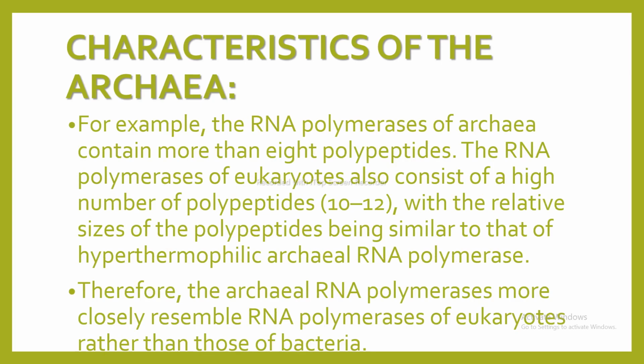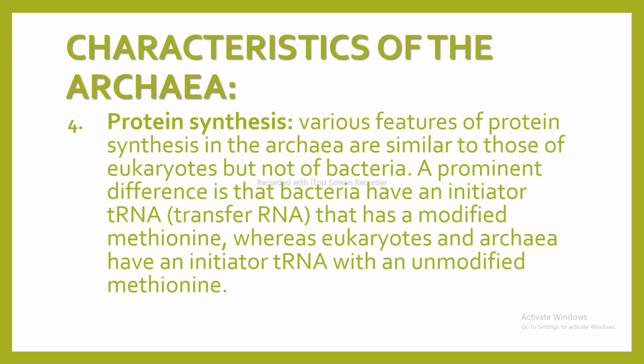The RNA polymerases of eukaryotes also consist of a high number of polypeptides, 10 to 12, with the relative sizes of polypeptides being similar to that of hyperthermophilic archaeal RNA polymerase. Therefore, the archaeal RNA polymerases more closely resemble the RNA polymerases of eukaryotes rather than those of bacteria. So fourth characteristic is protein synthesis. Various features of protein synthesis in the archaea are similar to those of eukaryotes but not of bacteria.